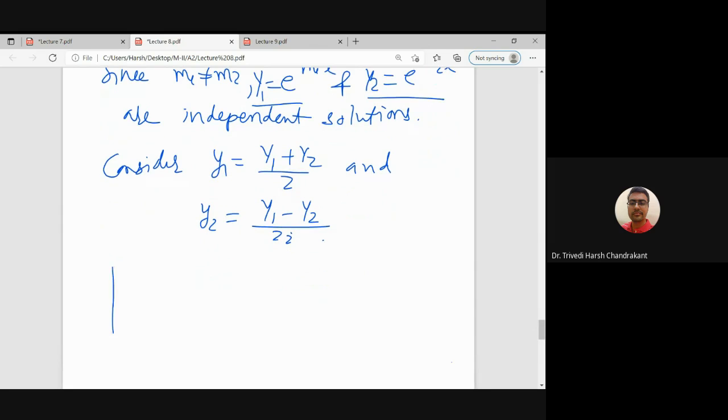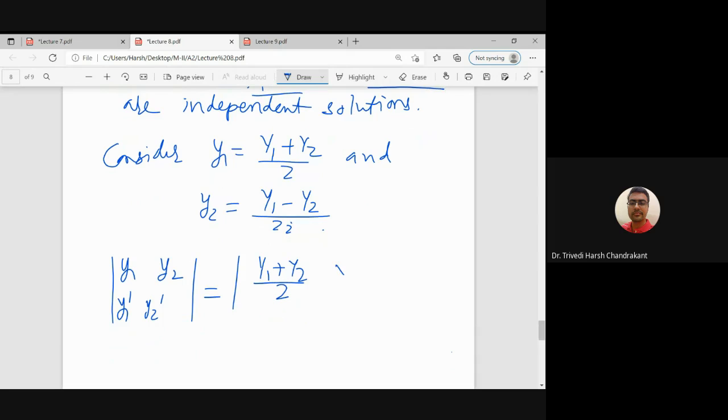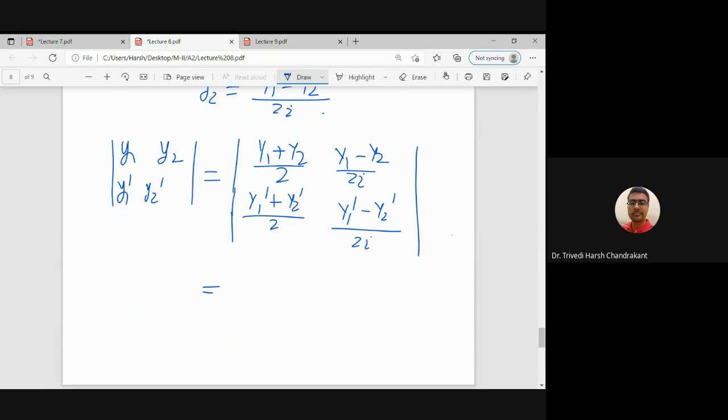So let us check whether this y1 and y2 are LI or not. Again, here also we can use the Wronskian method. So here the Wronskian of y1 and y2 is the determinant with first row y1, y2 and second row y1 dash, y2 dash, which will be nothing but (Y1 plus Y2) by 2, (Y1 minus Y2) by 2i, divided by (Y1 dash plus Y2 dash) by 2, (Y1 dash minus Y2 dash) by 2i.